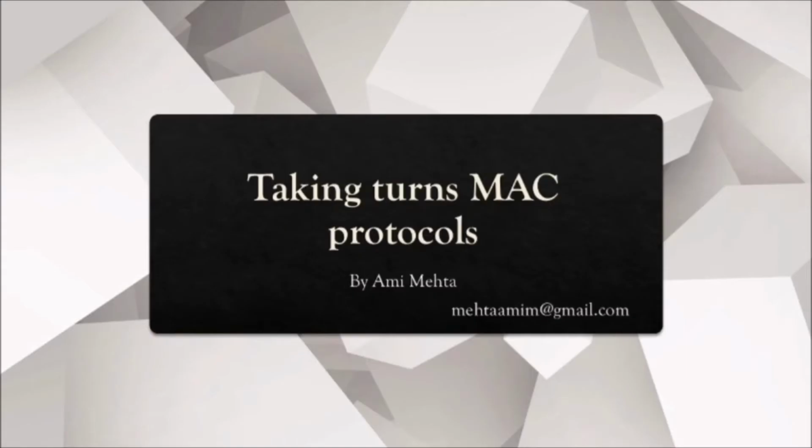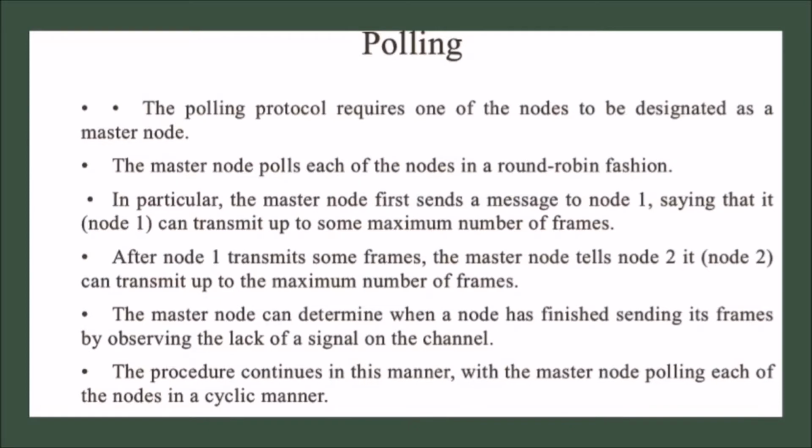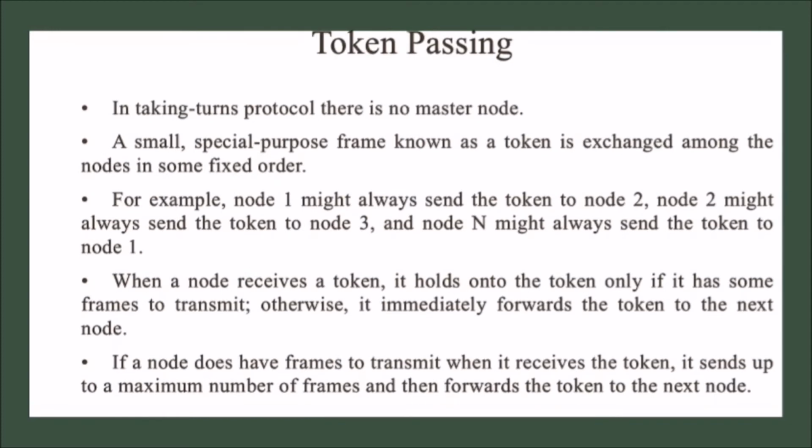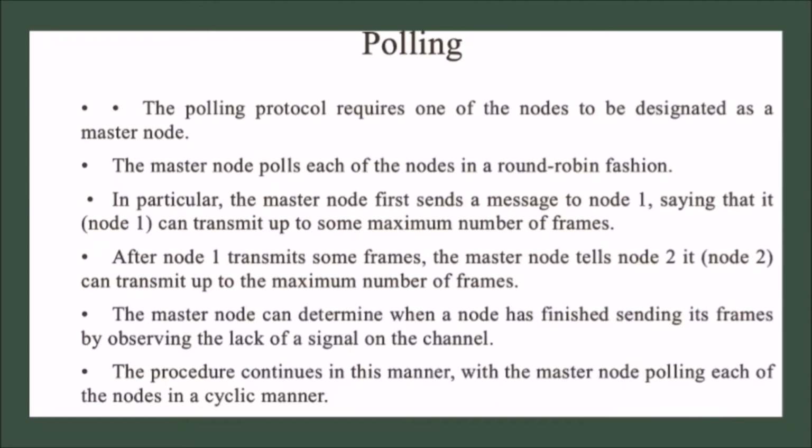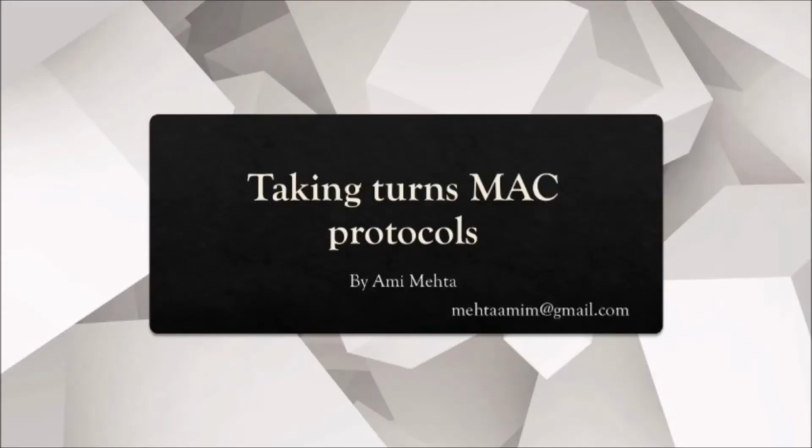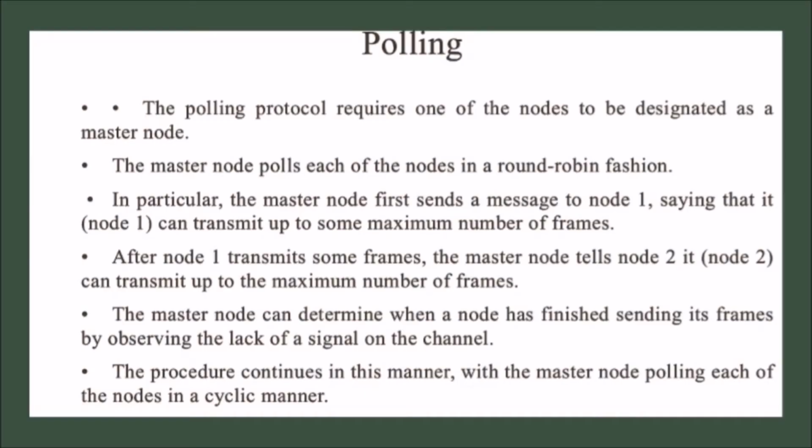Now let us discuss the taking turns MAC protocols. There are two types: one is polling, another is token passing. First is the polling protocol. The polling protocol requires one of the nodes to be designated as a master node. So in the polling protocol, one node is the master node.